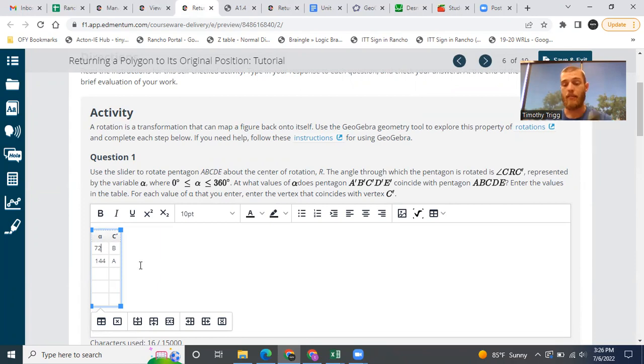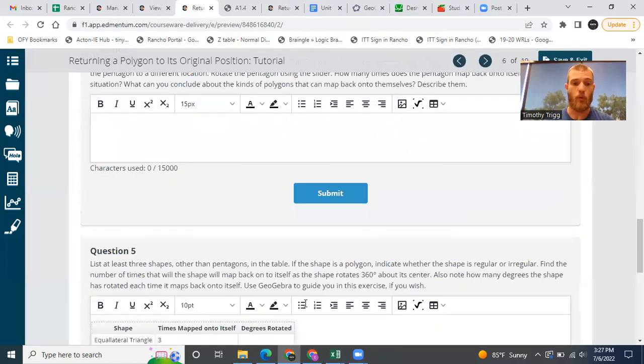Then once you have that 72, 72 times 2 gets the next one, right? 144. 72 times 3 will give you the next one, so the next one should be 216. I hope you got that. And then 72 times 4, and then 72 times 5, the last one should be 360. Okay, so that kind of helps us with this one as well.